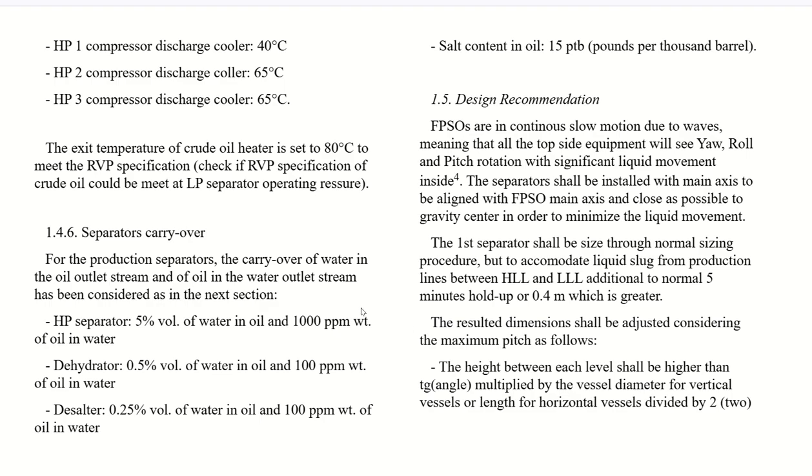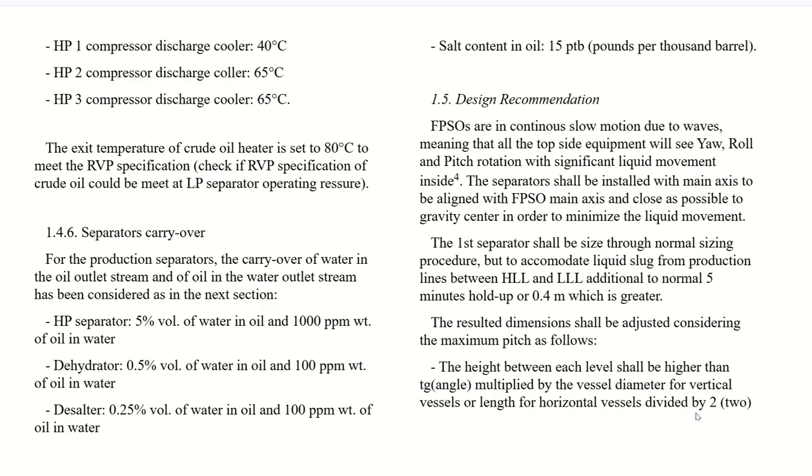It also talks about level settings. One thing is that a slug volume should be added between low and high liquid level, so that in case of peaking operation, whatever extra surge is coming is absorbed in the first stage separator. Then again it talks about the height between each level, which shall be higher than a factor multiplied with the vessel diameter for the vertical vessel, or length of oscillation divided by 2.